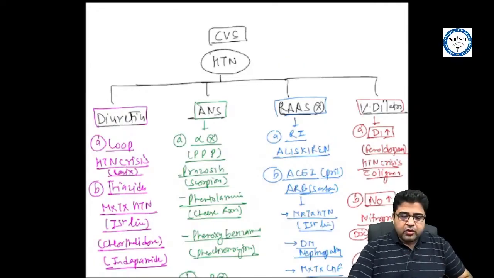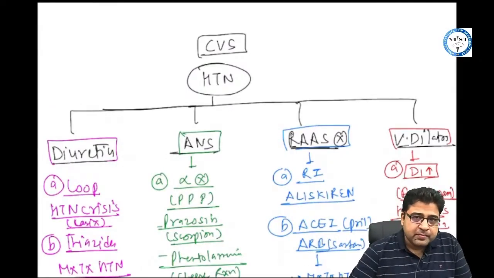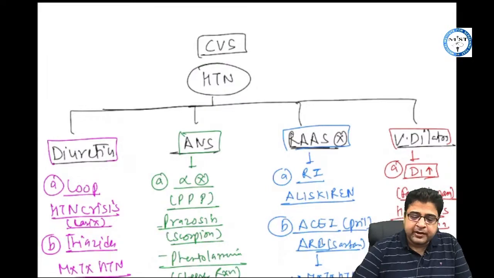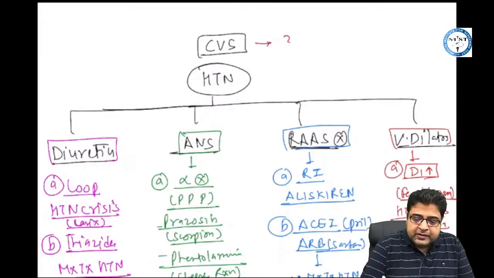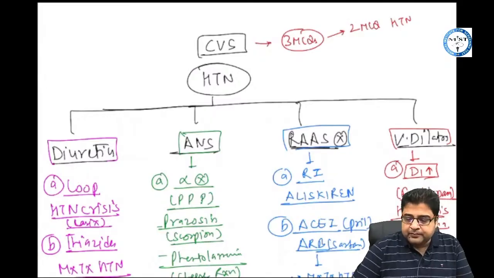Okay. So the next topic is the cardiovascular system. Before this break, we discussed three: autonomic system, respiratory system, and kidney. Now from the cardiovascular system, 3 MCQs will be asked, and 2 MCQs will come from antihypertensive drugs treatment.